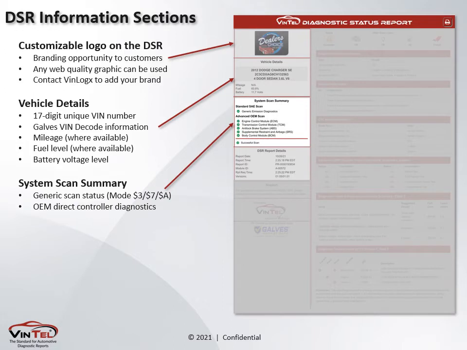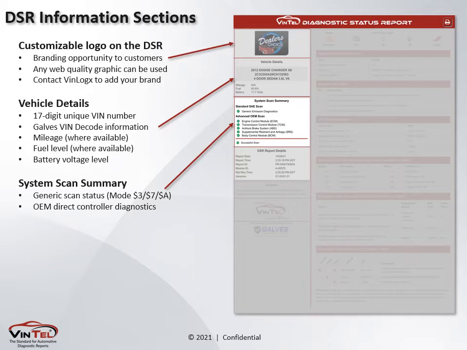The next information section contains information about what was extracted from the vehicle during the scan. VinTel supports two different types of scans. The first type of scan, which we call generic, which is the technical terms modes 3, 7, and A. These tests are generic among all OEMs and typically refer to tests that impact emissions as dictated by the EPA.